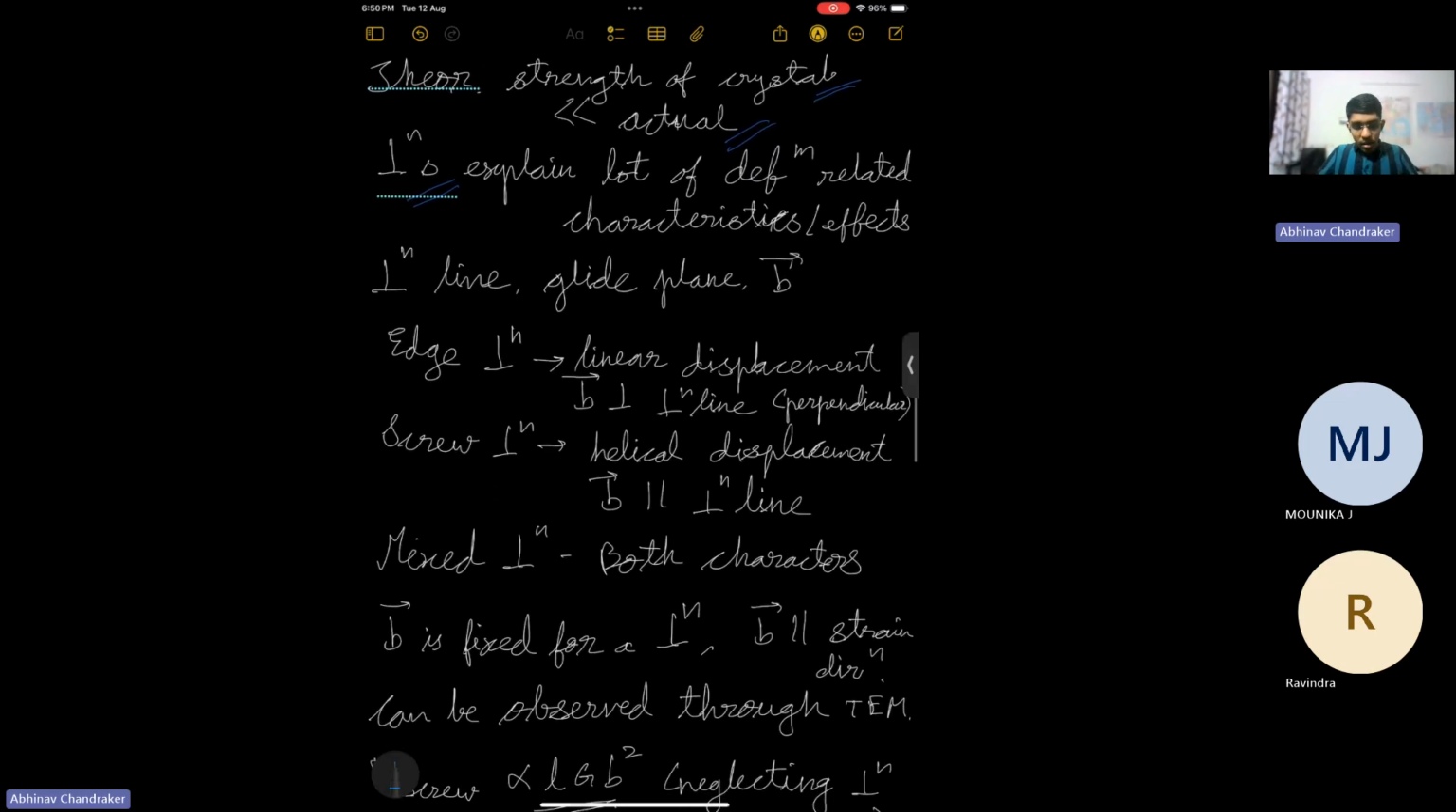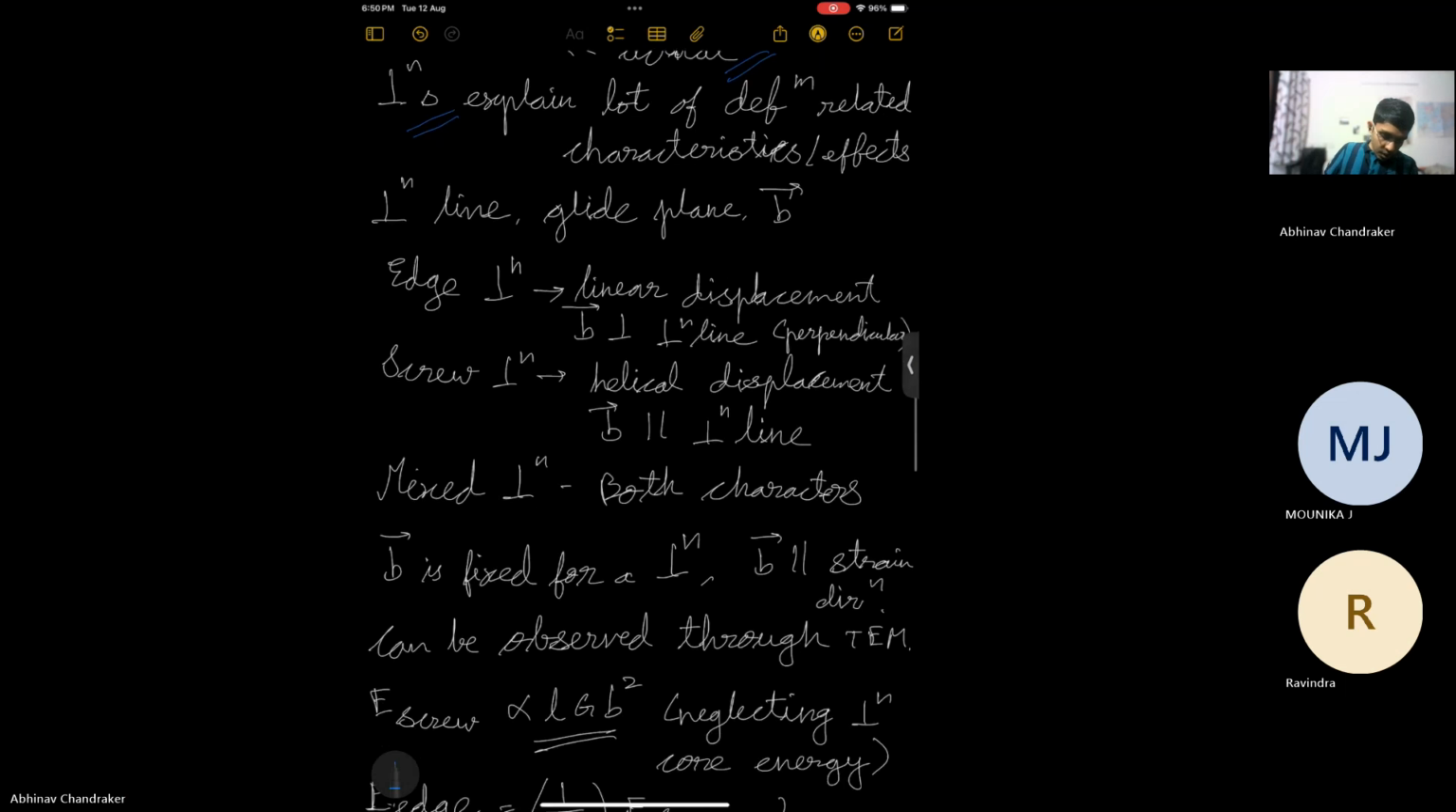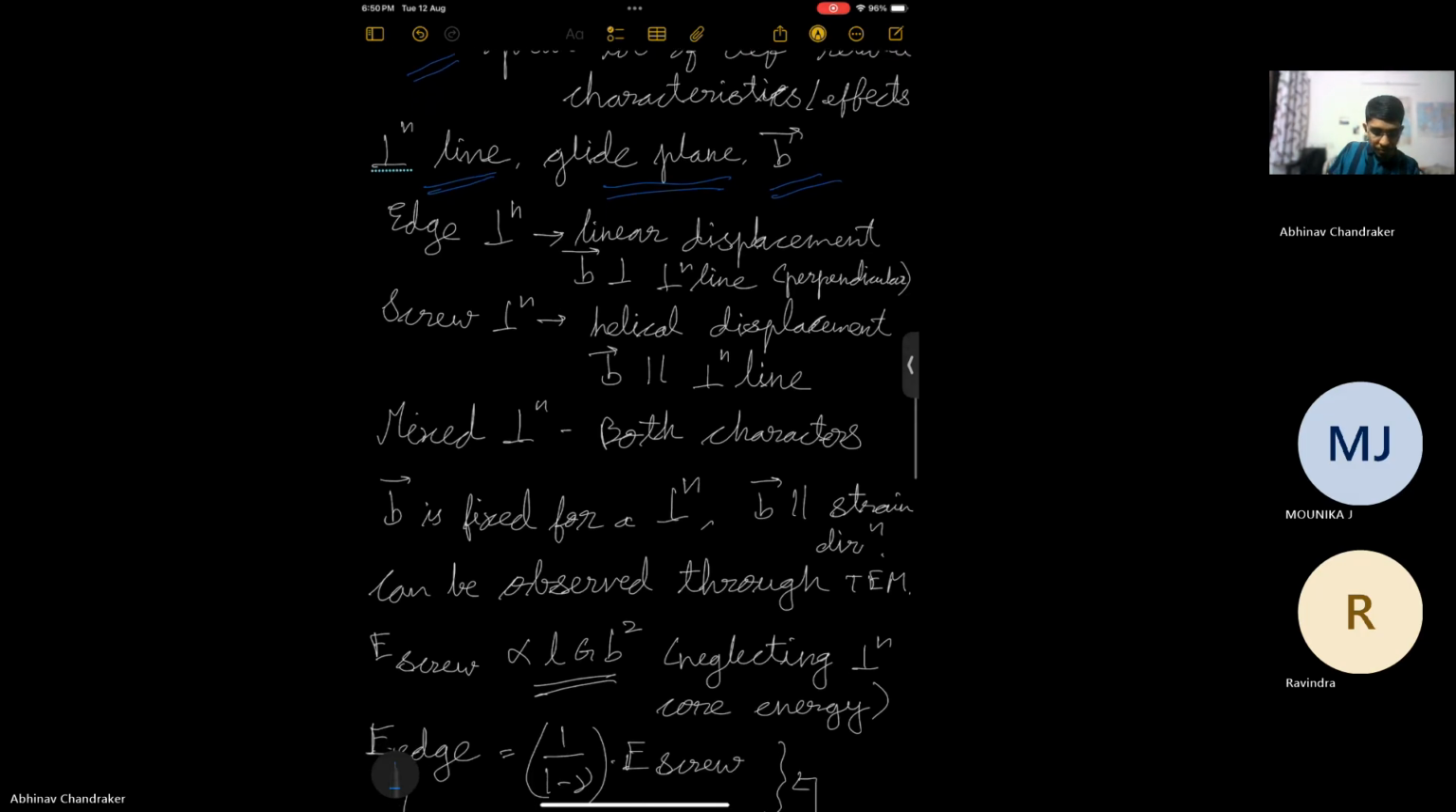Now that we have seen that dislocations can cause deformation, let's go more into details of dislocation. When you need to specify a dislocation's details, you need to tell about its dislocation line direction. What is the direction of the line? The glide plane, the plane on which the dislocation is moving or slipping, and the Burgers vector of the dislocation, the direction in which the dislocation will move.